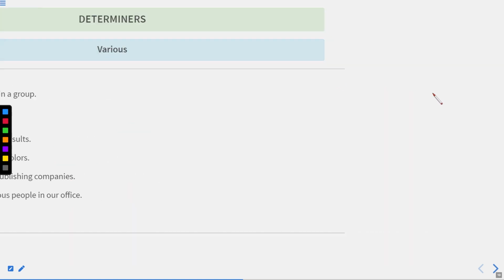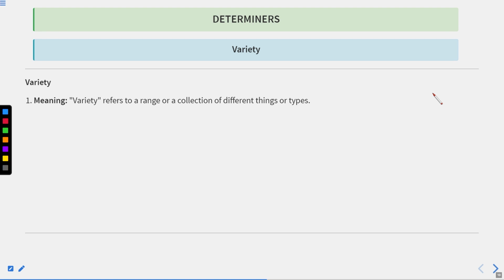Okay, now let us move to the next word, that is variety. Now, variety, you must have heard this word many times in your life in case you go to buy a dress. Okay, so there are variety of dresses which you can see in various shops anywhere. Okay, for example, today also that there are variety of dresses for girls. Okay, meaning variety refers to a range or a collection of different things or types. Okay, so it is actually the range or a collection of different things or types.